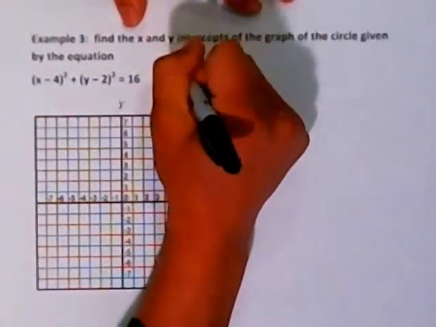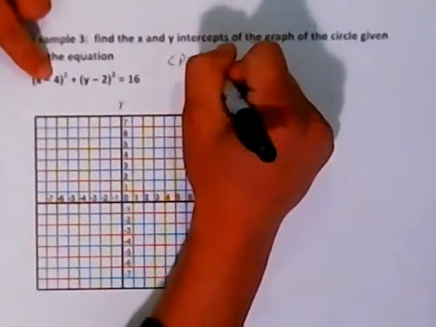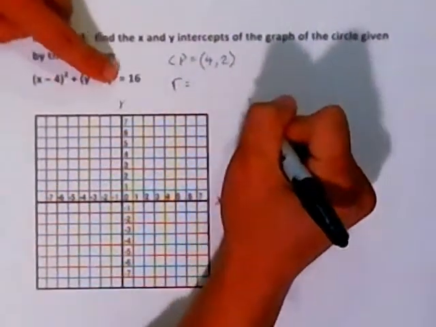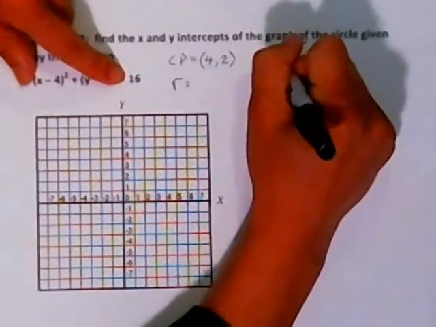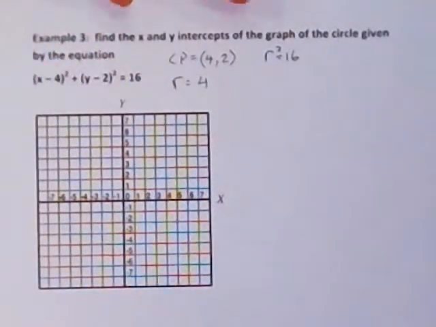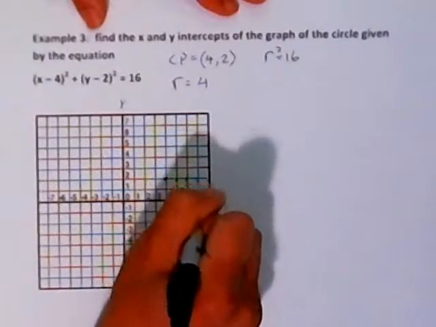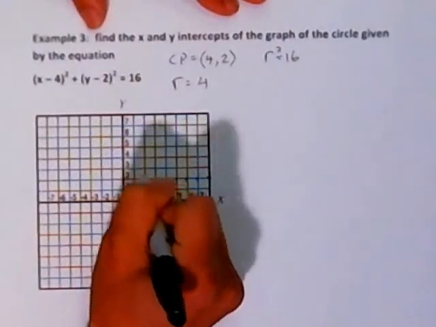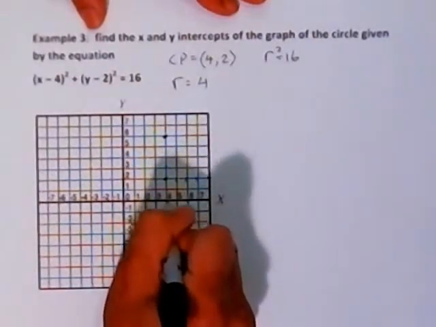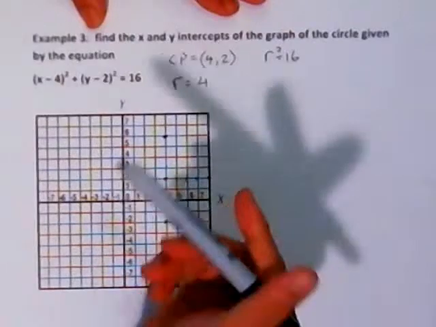First thing we need to do is find the center point. The center point is the opposite of -4, which is 4, and the opposite of -2, which is 2. That's your center point. R squared is equal to 16, so the radius is 4. Starting at 4, 2, it goes to the right 4, to the left 4, up 4, and then down 4. And I'm going to use a little bit different marker for this, make it nice and thick.